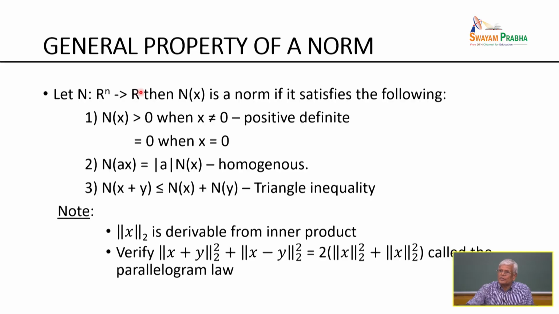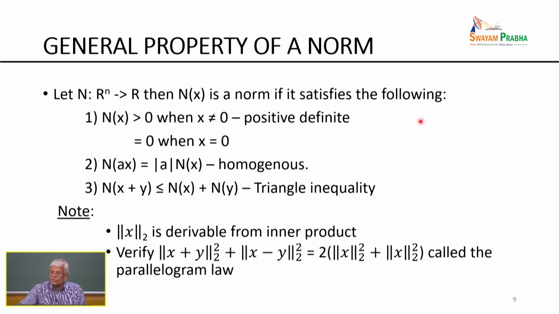So what does it mean? Norm maps vectors to real numbers. The norm can never be negative. Size, distance, weight can never be negative. So n(x) is called the norm of x. For it to be a norm, it satisfies 3 conditions.